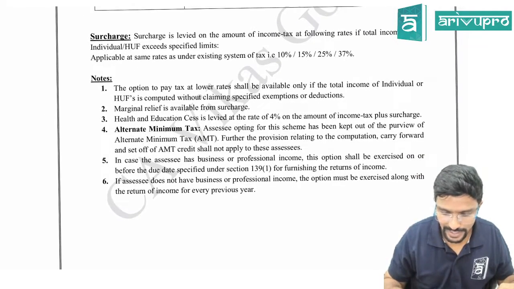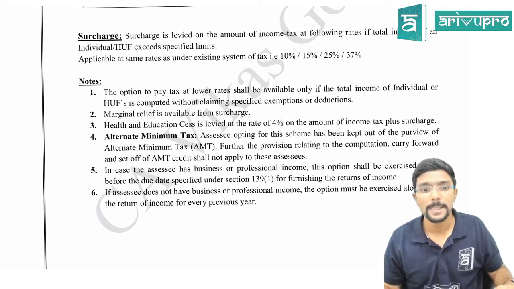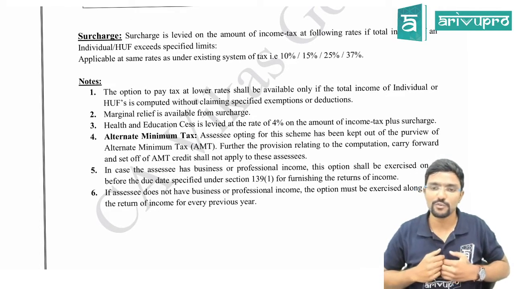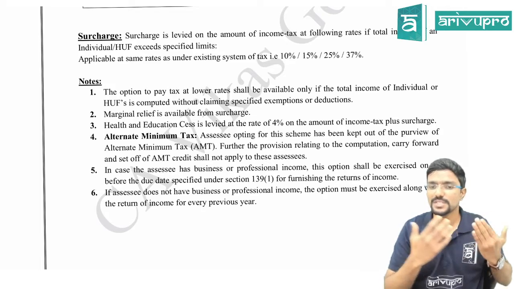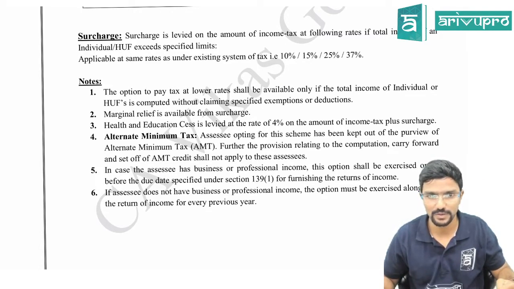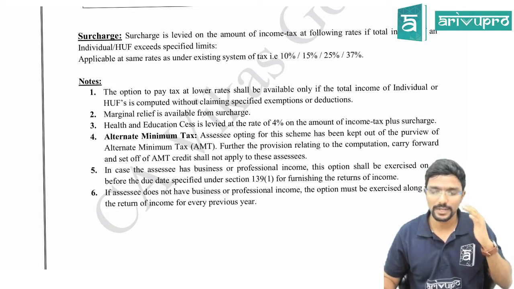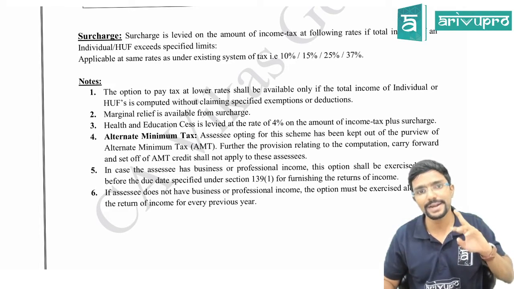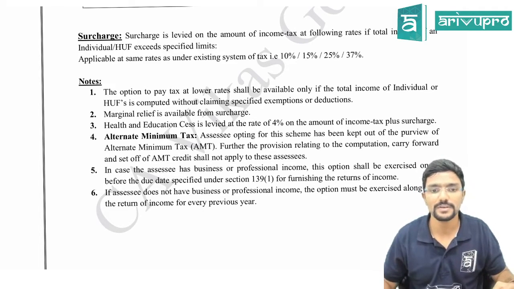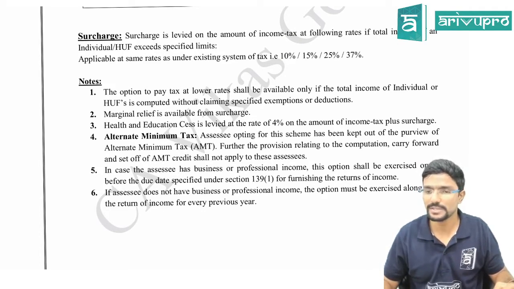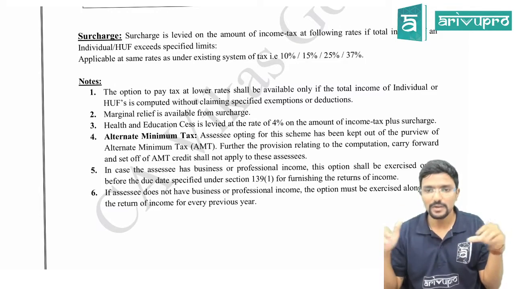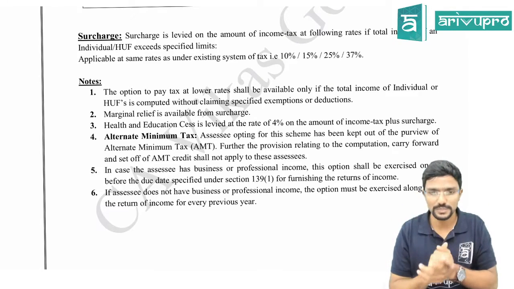Clear? So we have some notes also. The option to pay tax at lower rates shall be opted by individuals or HUF only if they are ready to forego certain exemptions and deductions which they have listed out in section 115BAC. Marginal relief is also applicable in this case provided surcharge is there. Next, health and education cess will always be 4%. Then alternate minimum tax provisions are not applicable for the assessee who opt for new scheme.